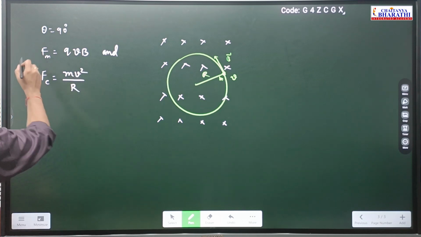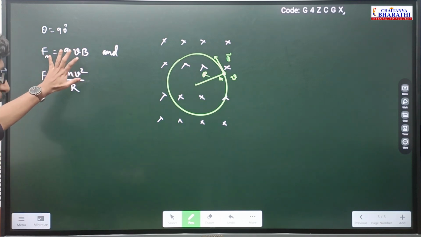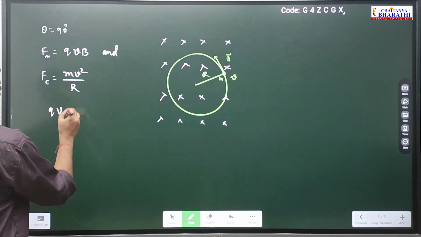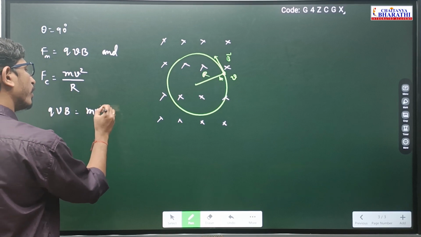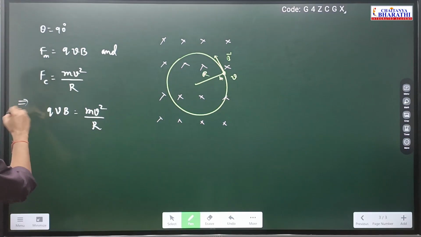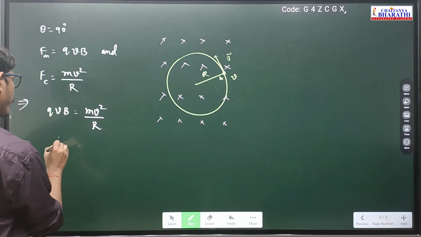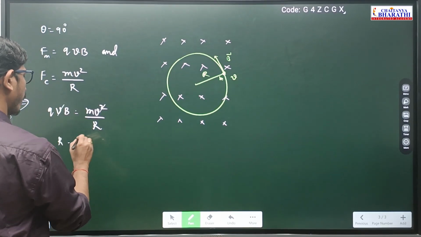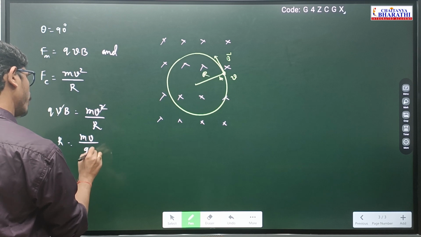Right? And we know that these two are going to be equal. Once we equate the two, qvB equals mv squared by r. Since the two are equal, r is going to be how much? The radius of this circular motion is going to be mv, with v cancelled, divided by qB.